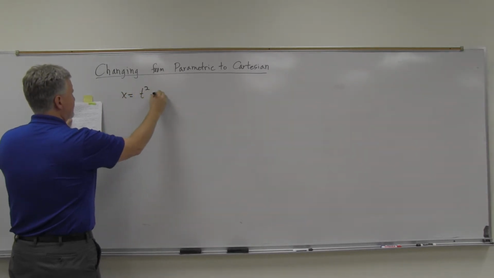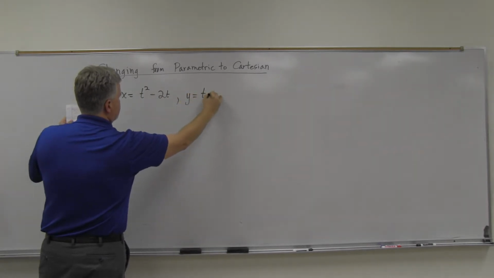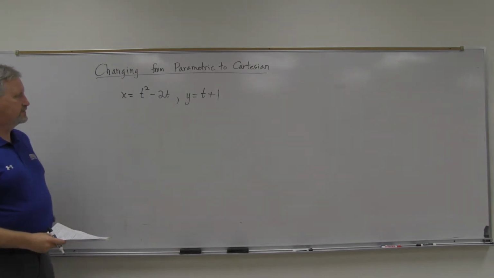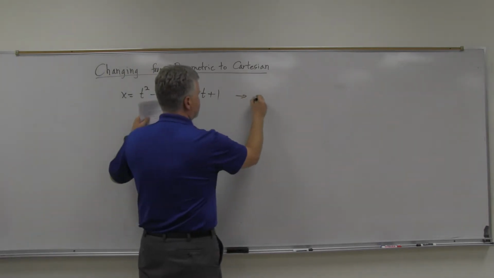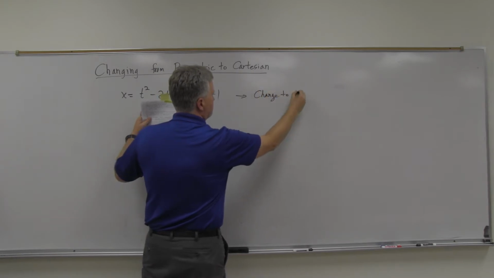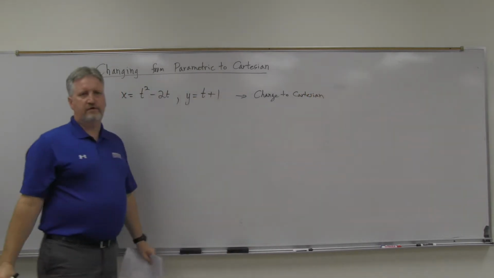This is the first one we did. We're getting a lot of mileage on this one. x equals t squared minus 2t, and y equals t plus 1. So I want to change that parametric to Cartesian.